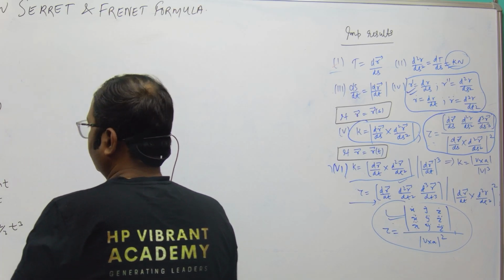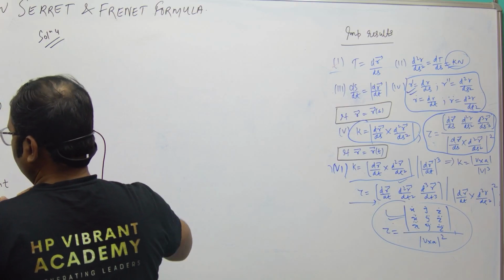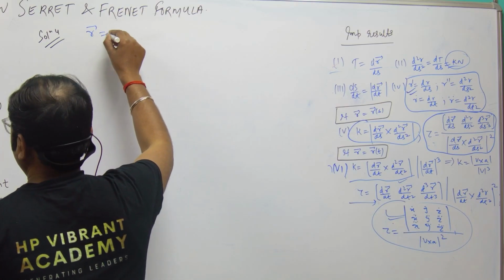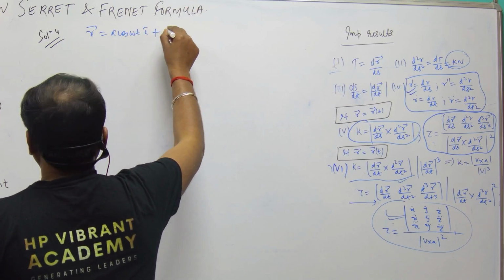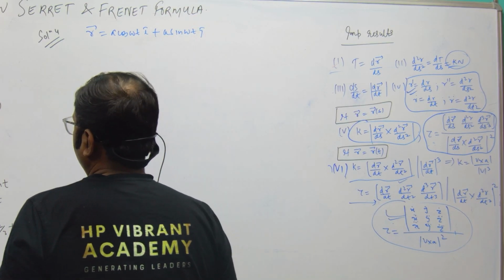We have the solution for the fourth part. We have the value of the r vector: r vector equals a cos omega t i cap plus a sin omega t j cap plus bt k cap.